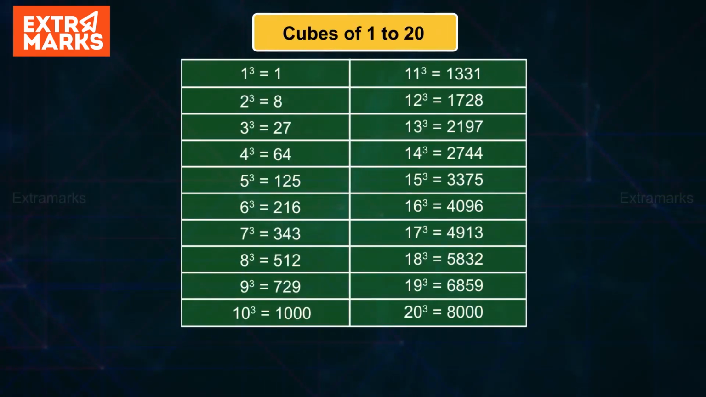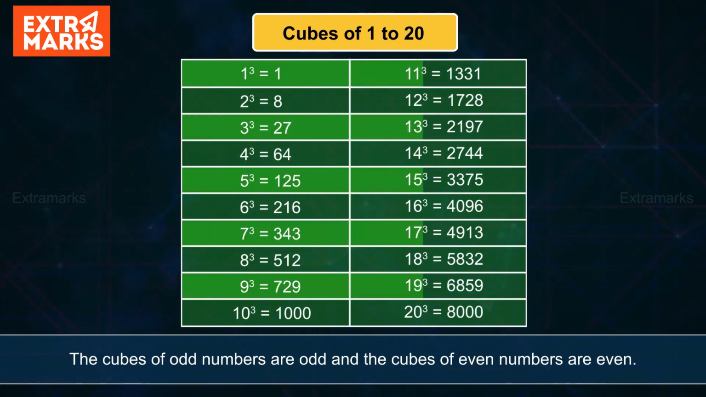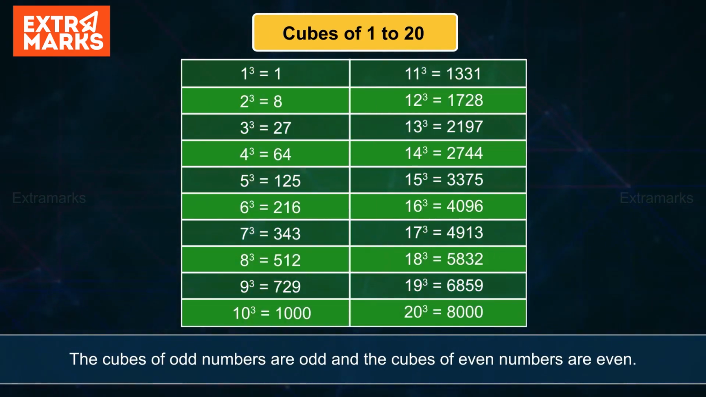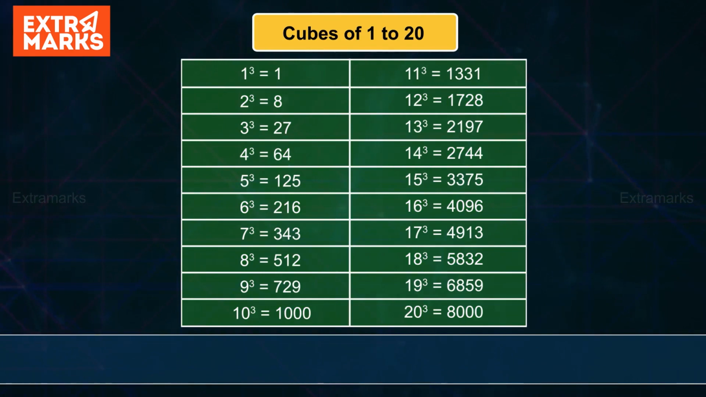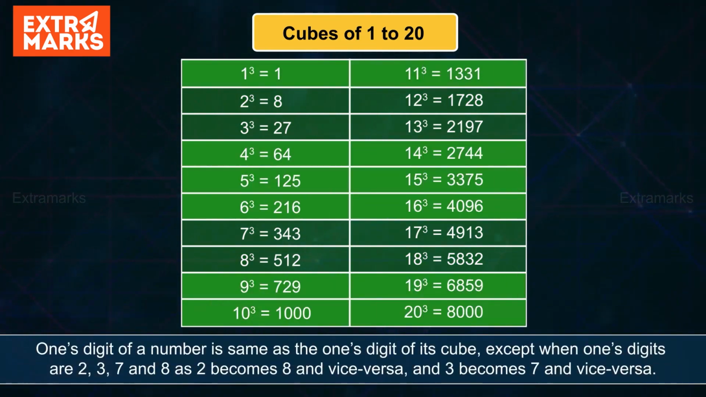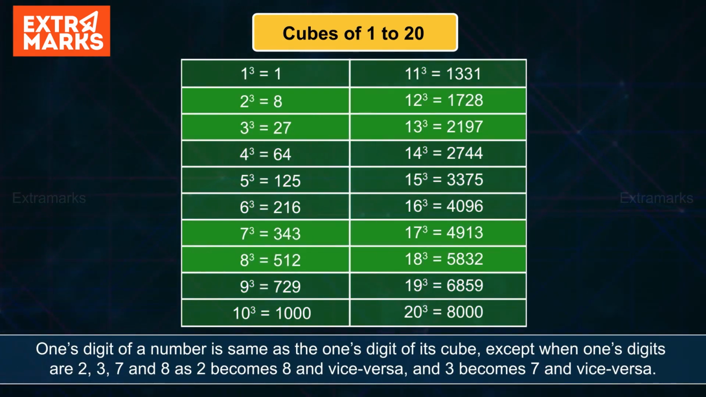Let's observe the cubes of numbers from 1 to 20. Here, we notice that the cubes of odd numbers are odd and the cubes of even numbers are even. We also observe that the 1's digit of a number is the same as the 1's digit of its cube, except when the 1's digits are 2, 3, 7 and 8, as 2 becomes 8 and vice versa, and 3 becomes 7 and vice versa. Cube numbers also show some interesting patterns.